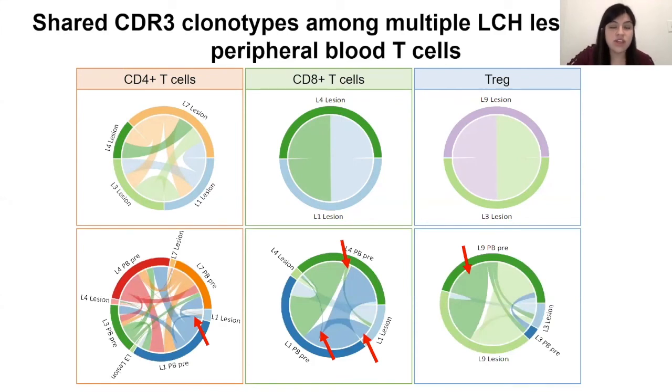We next wanted to determine if any clonotypes were found shared in the lesion and blood of these selected patients. And we in fact did see that. And these clonotypes are indicated by the red arrows. So as you can see, the lesion and blood of patient 1 share clonotype in the CD4 group, and the lesion and blood of patient 1 share clonotype in the CD8 group, and the lesion and blood of patient 9 shared clonotype in the regulatory T cells.